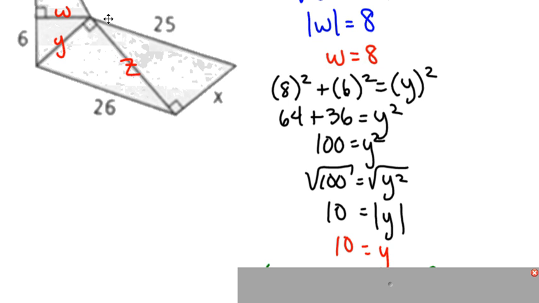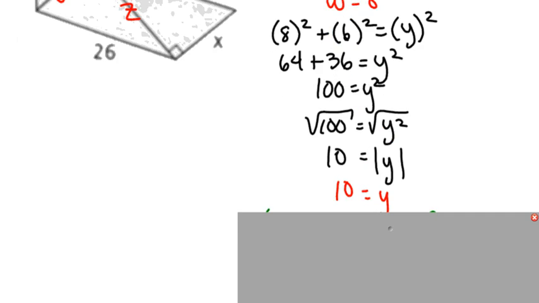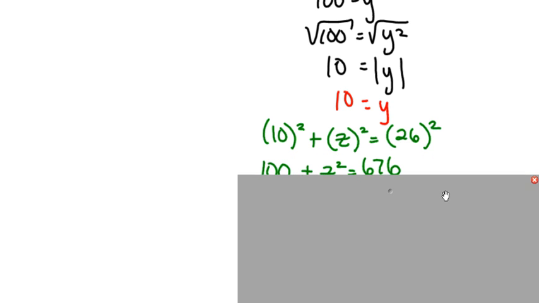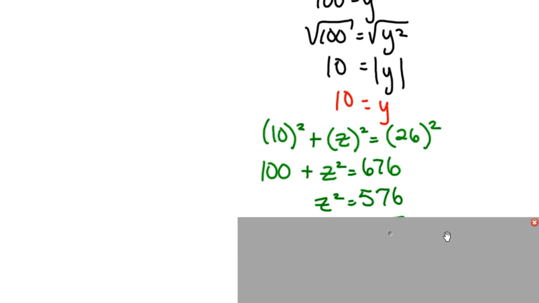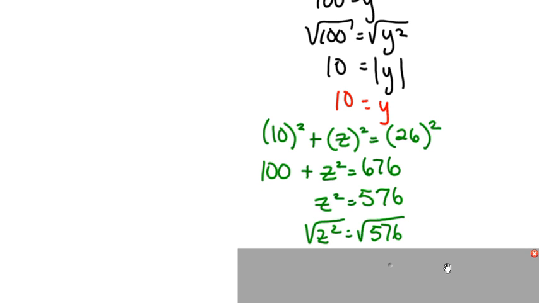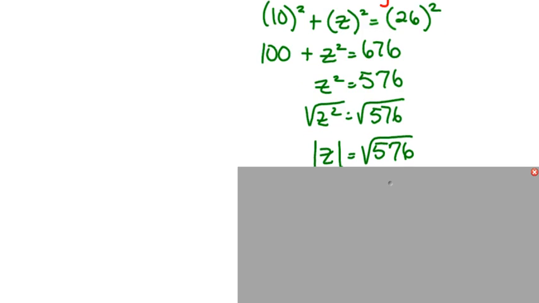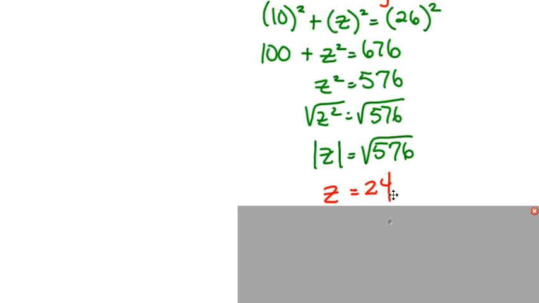Well, now I know that this side length here is 10. I'm going to use it for my next triangle to solve for z. The sum of the two legs squared is equal to the hypotenuse squared. So the absolute value of z equals the square root of 576. Remember, we're going to go that distance left and right from 0. We can only use the positive length, and 576 is a perfect square. So I'm going to have my side length for z being 24.